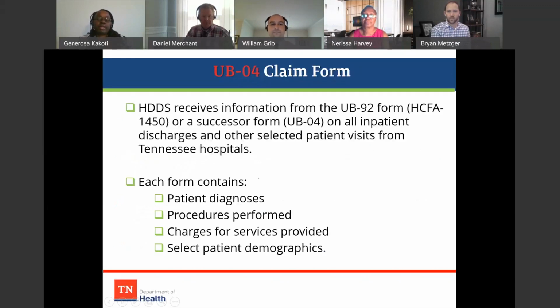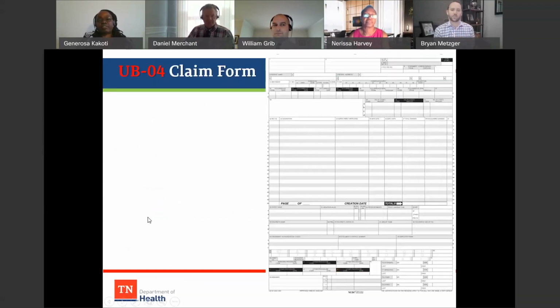So what do we use to collect the data from? The data we get from the hospitals is on the UB04 claim form. Each form contains patient diagnosis, procedures performed, charges for services provided, and select patient demographics. In the information you received today, you should have received a copy of a sample UB04 form that tells what data information is collected on the claim form.